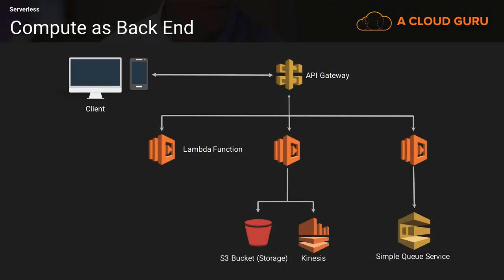So we call this one compute as backend. This is a basic use case where Lambda functions serve as a backend for a web or a mobile application. Our client application talks to Lambda functions through Amazon's API Gateway. As far as a client is aware, it's talking to a REST interface over HTTP. It doesn't know that there's Lambda functions behind the REST interface, behind the API, and it doesn't need to know. It could be talking to Lambda, it could be talking to an Apache server.